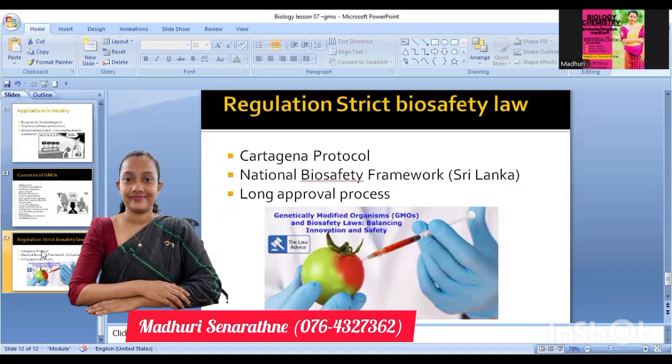In conclusion, GMOs are a powerful result of modern biotechnology. They improve agriculture, medicine, and industry. However, they must be carefully regulated to ensure safety for humans and the environment. What are the regulations? Strict biosafety law. We have to talk about the Cartagena Protocol, the National Biosafety Framework in Sri Lanka, and the long approval process.